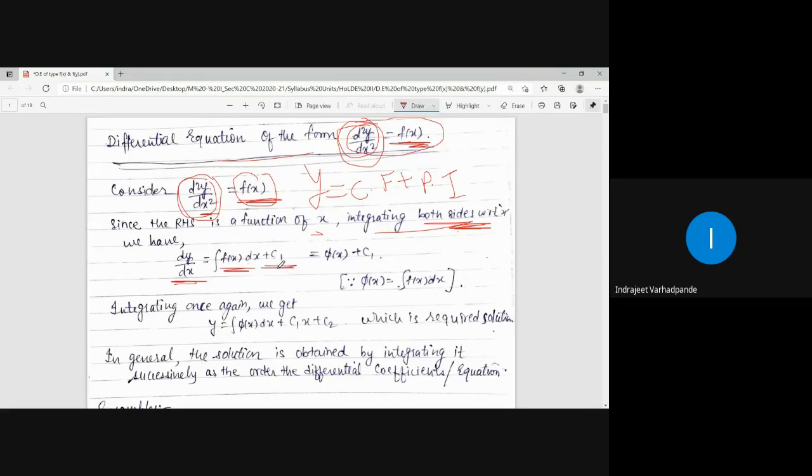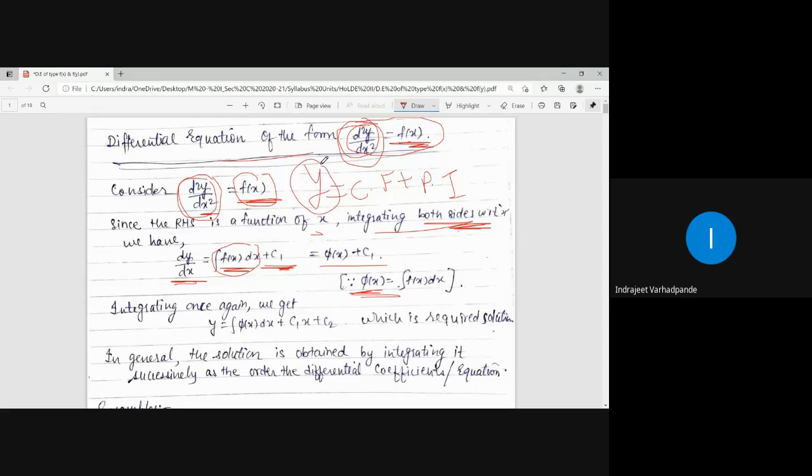Plus one constant of integration C1 will be added, because this is a case of indefinite integration, and in indefinite integration we add the arbitrary constant, or constant of integration. So whatever this integration generates, call it phi of x; it will surely be a function of x. Integrating this differential equation once, you get dy by dx is equal to phi of x plus c1. But I want the solution in the form of y.